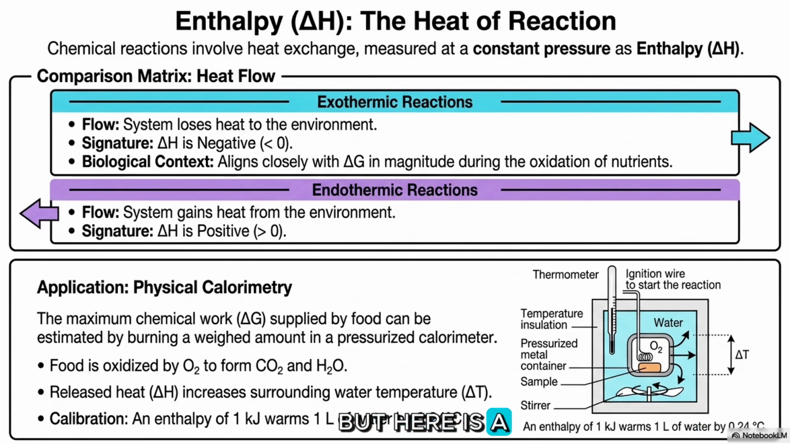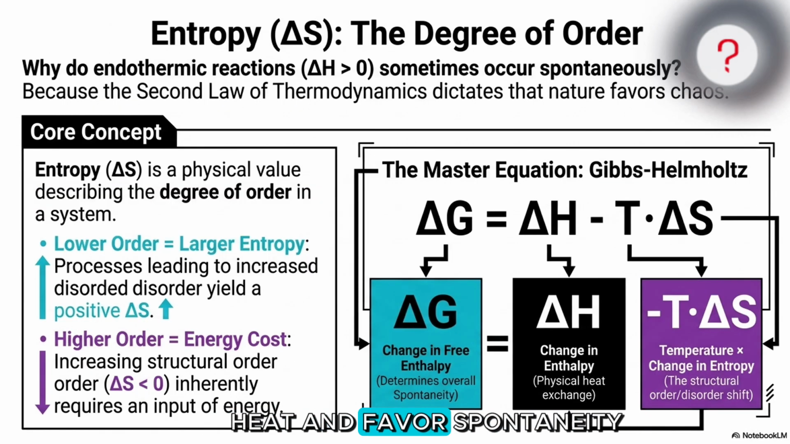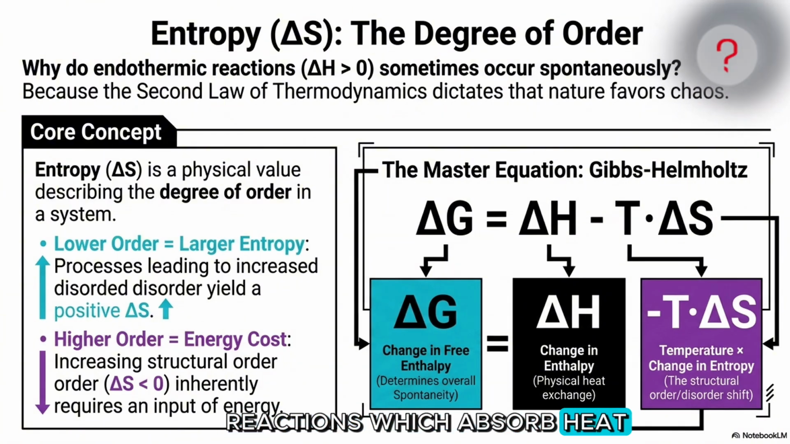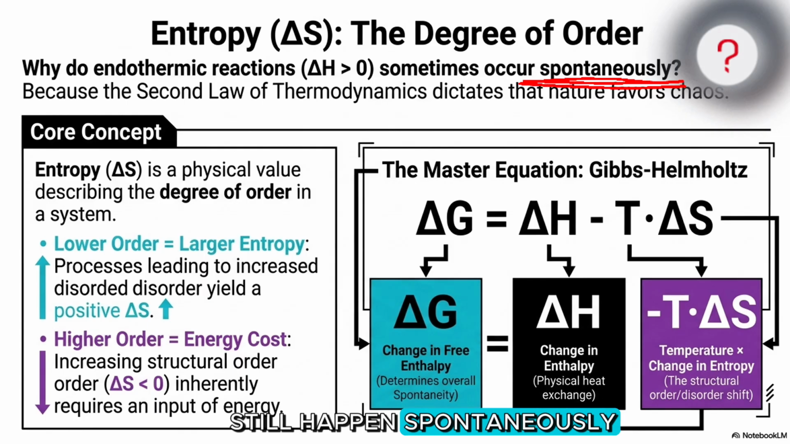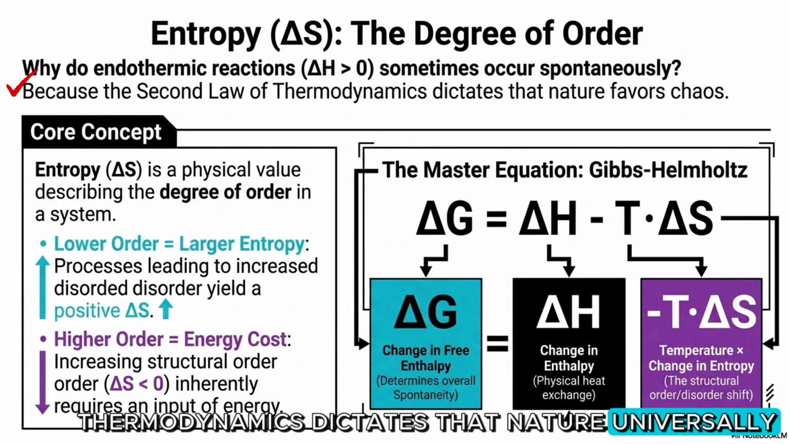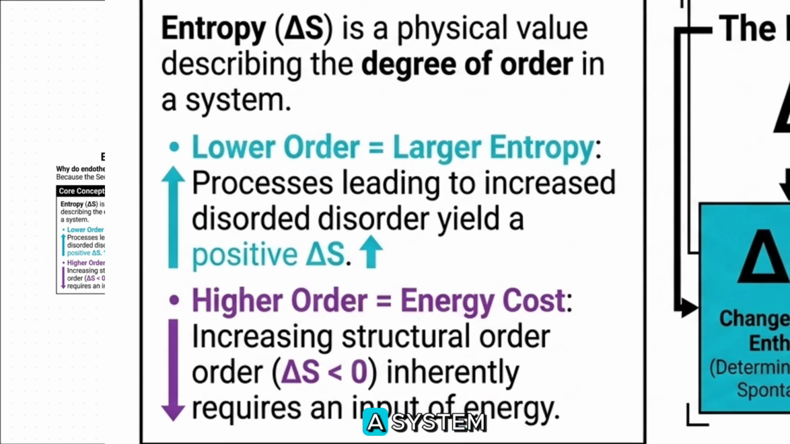But here is a fascinating paradox. If exothermic reactions release heat and favor spontaneity, why do some endothermic reactions, which absorb heat, still happen spontaneously? The answer is entropy, or delta S. The second law of thermodynamics dictates that nature universally favors chaos. Entropy is simply the degree of disorder in a system. Increased chaos yields a positive change in entropy.